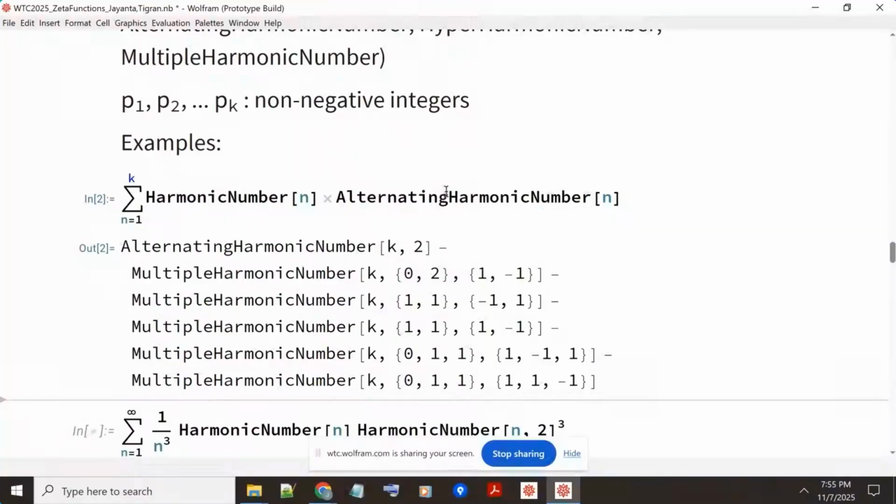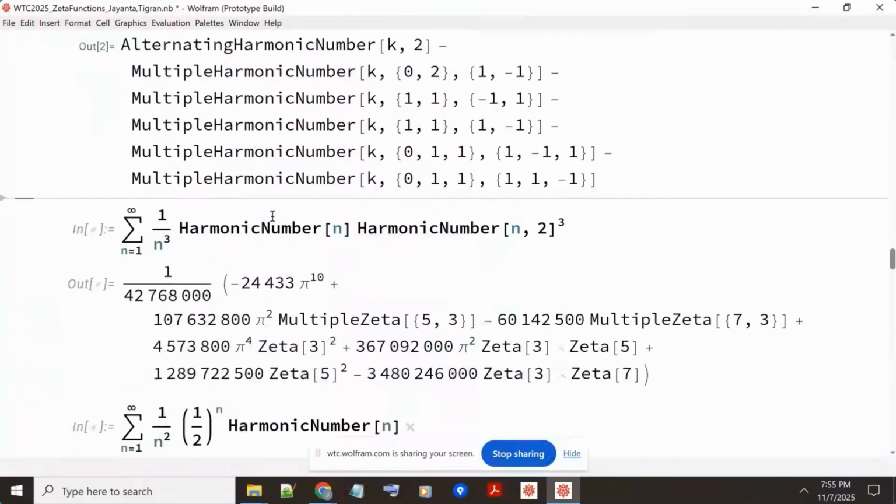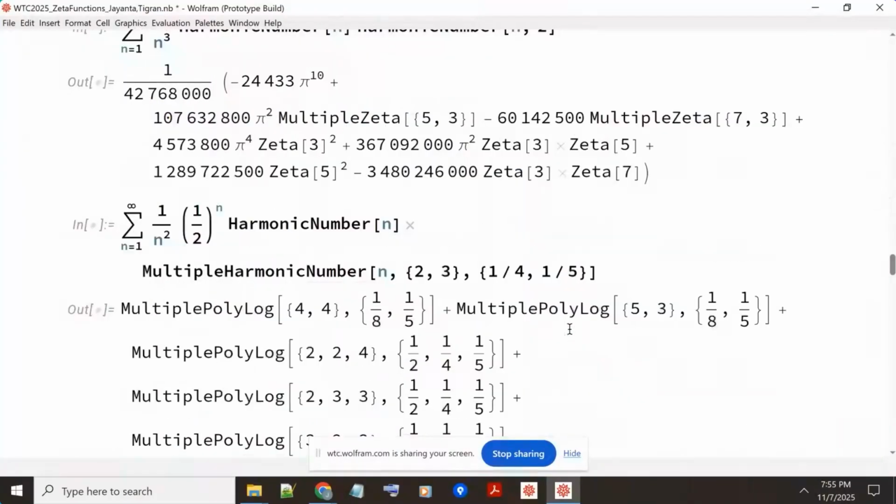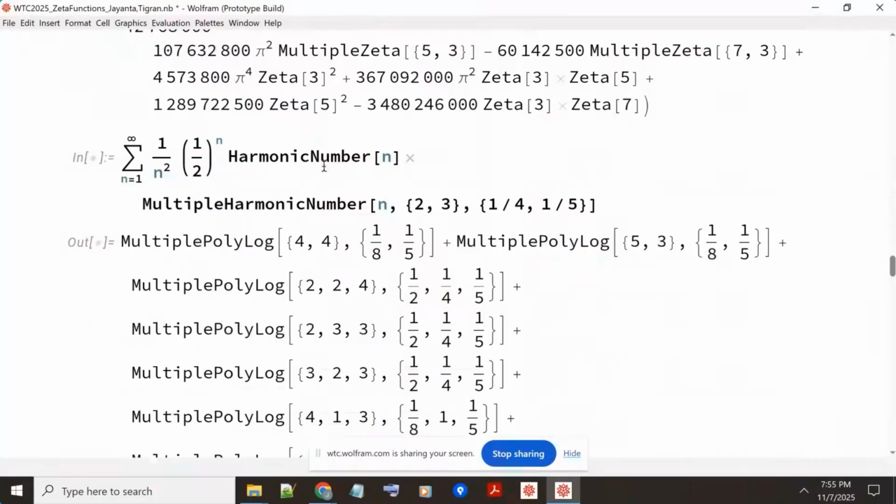Okay, so here we have two harmonic numbers. One is the regular one and another is the 2-argument harmonic number. So this is an infinite sum. We get the answer in terms of multiple zeta. Here we have harmonic number and multiple harmonic number. We get the answer in terms of multiple polylog and so on.